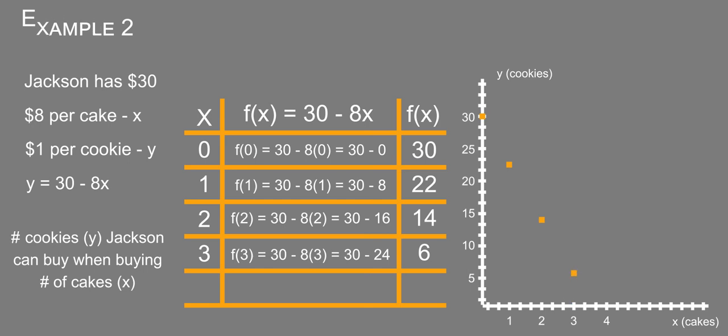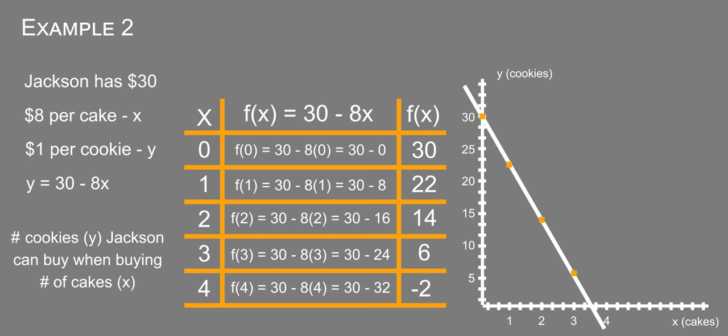And then we'll do one more for good measure. F of 4 equals 30 minus 8 times 4, which equals 30 minus 32, which equals negative 2, which is going to give us the point 4, negative 2, which doesn't really make sense here. It would be somewhere down here, but he can't purchase a negative number of cookies. So we'll connect our dots here to draw this line.